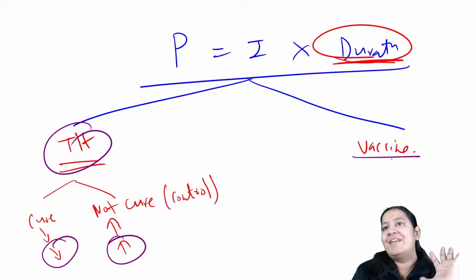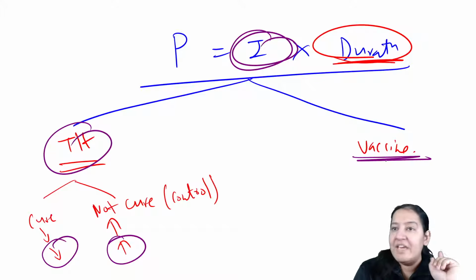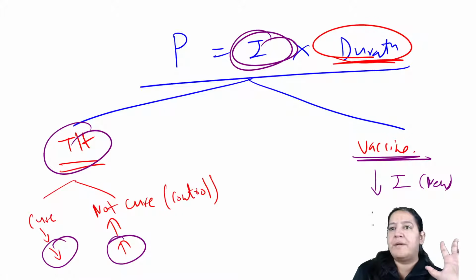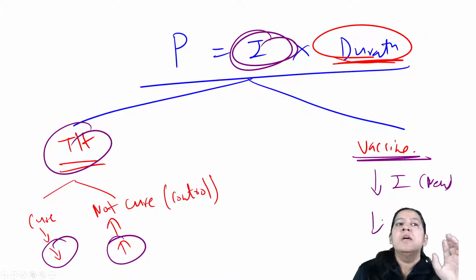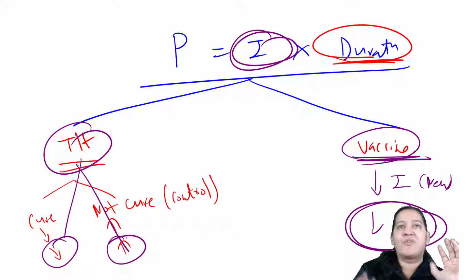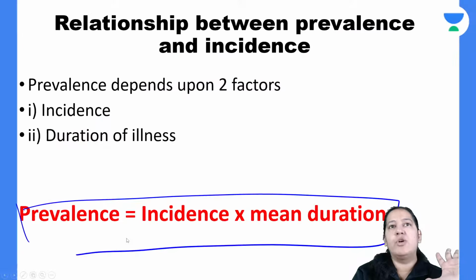But what about vaccine? Vaccine works on incidence. By giving vaccine, you decrease the incidence of new cases. If the person is already vaccinated, the disease will not happen, so prevalence will automatically decrease. So vaccine always decreases the prevalence, but treatment can increase as well as decrease it. This is the summary I taught you in the last lecture.